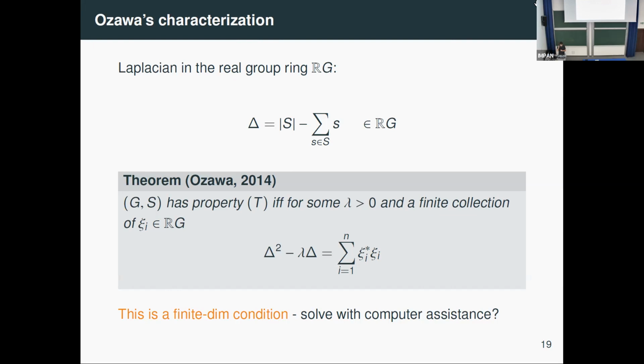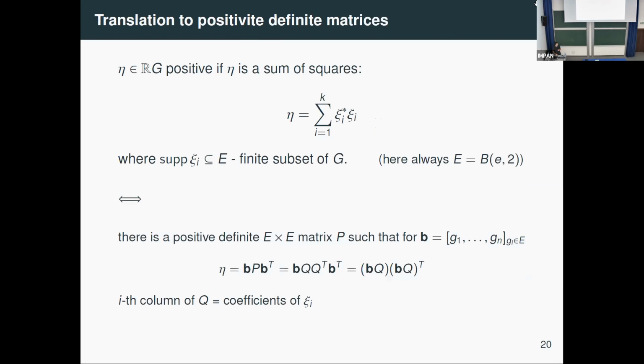So in Taka's original paper, I think even in the abstract, he suggested that perhaps this opens the possibility to try to prove property T for new classes of groups using computer-assisted methods. And this is exactly what we're going to do. So how should we go about this?